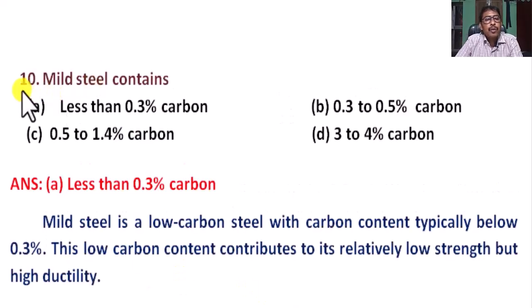Okay. Question number 10. Mild steel contains: option A, less than 0.3% carbon; option B, 0.3 to 0.5% carbon; option C, 0.5 to 1.4% carbon; option D, 3 to 4% carbon. Correct answer is A, less than 0.3% carbon. Mild steel is a low carbon steel with carbon content typically below 0.3%. This low carbon content contributes to its relatively low strength but high ductility.